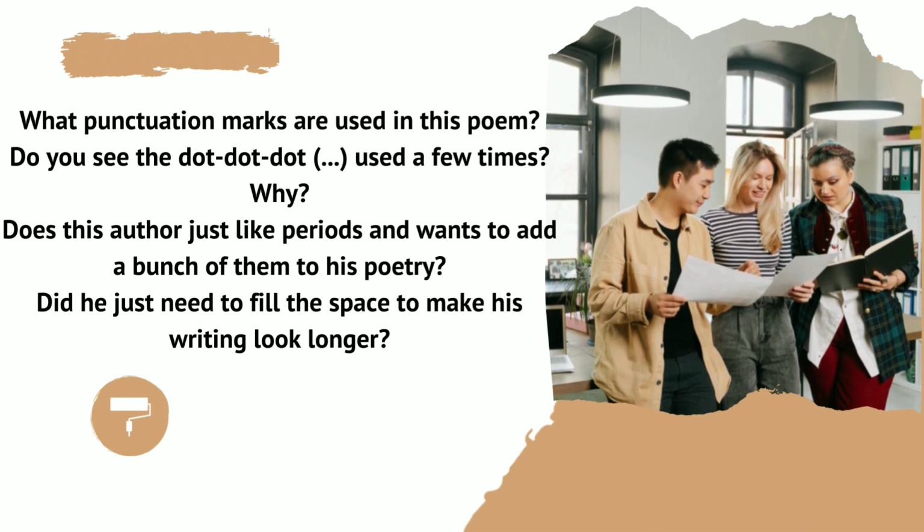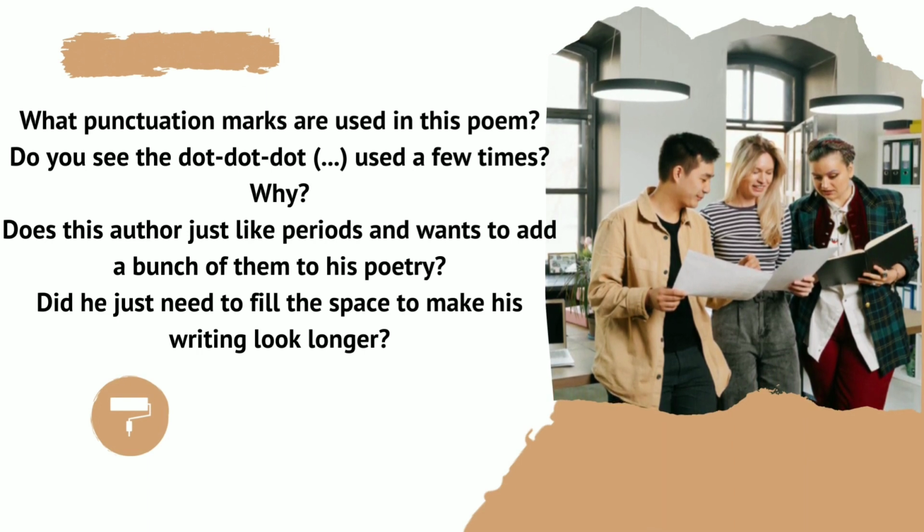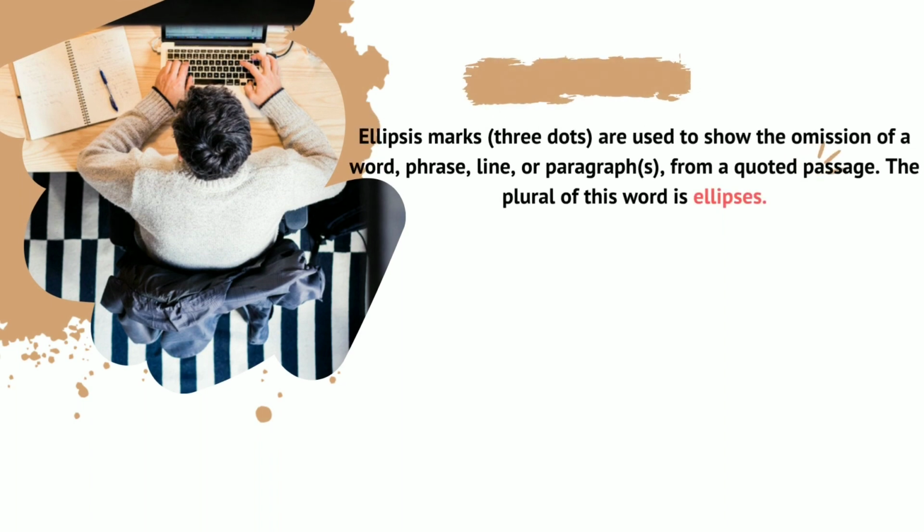What punctuation marks are used in this poem? Do you see the dot, dot, dot used a few times? Why? Does this author just like periods and want to add a bunch of them to his poetry? Did he just need to fill the space to make his writing look longer? Ellipsis marks, three dots, are used to show the omission of a word, phrase, line, or paragraphs from a quoted passage. The plural of this word is ellipses.